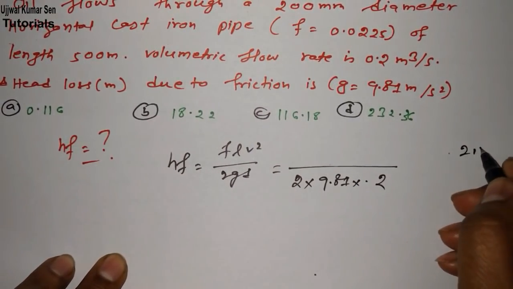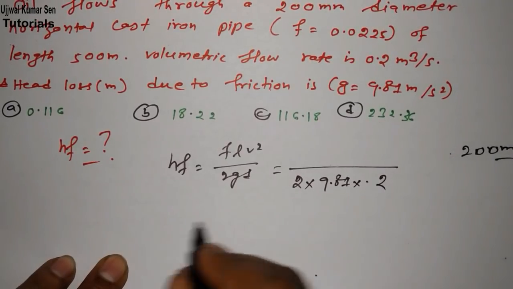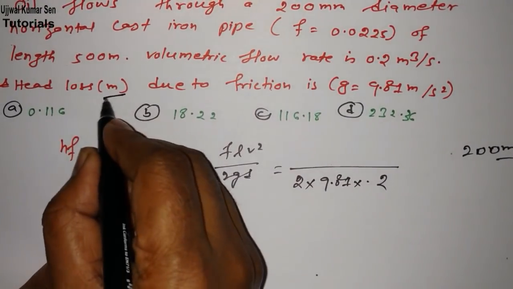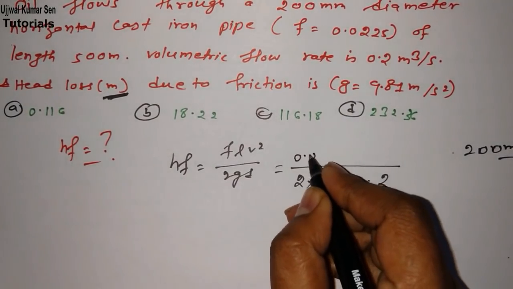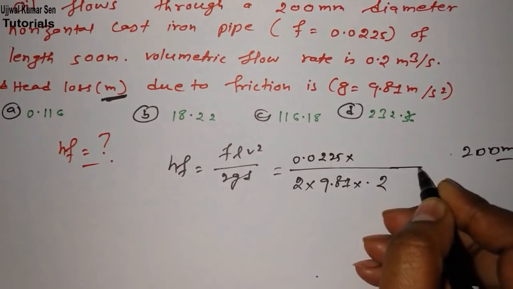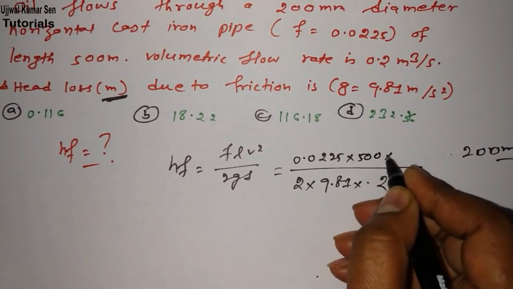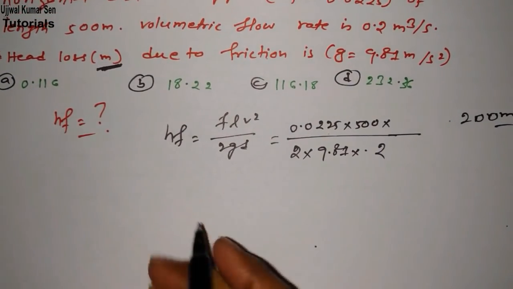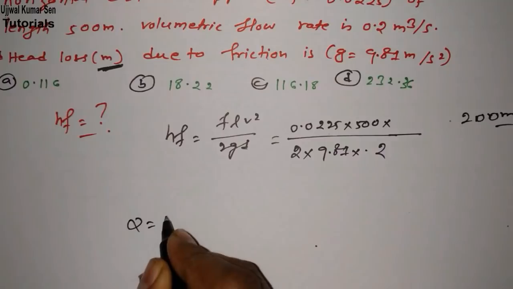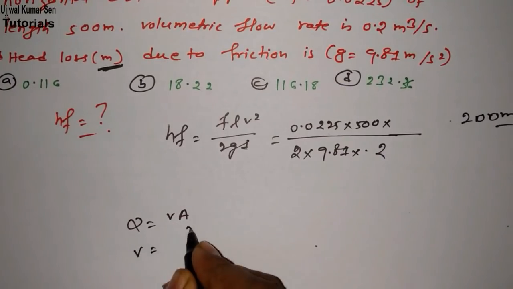All values are given in millimeters and we need them in meters, that means SI. So we have to convert all units into SI while solving the problem, otherwise we will solve the problem but will not get the right answer. So f is 0.0225, L is 500, and V we don't know, but we can find it out. We know that Q is equal to VA. Now V is equal to Q by A.